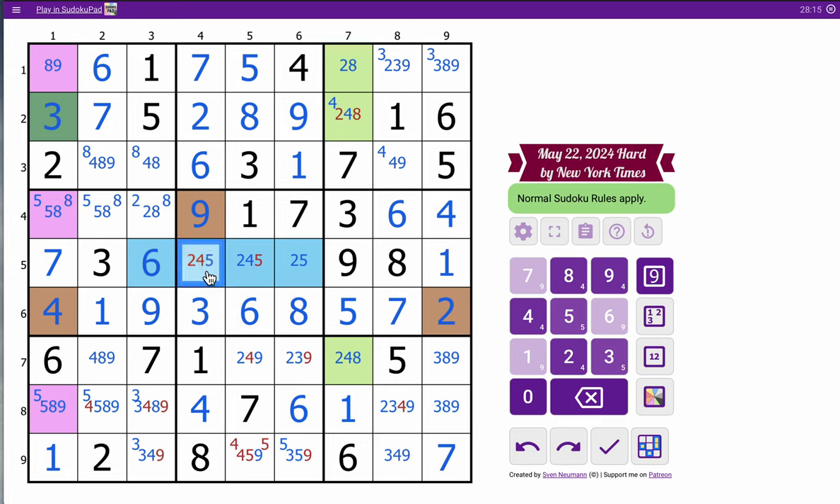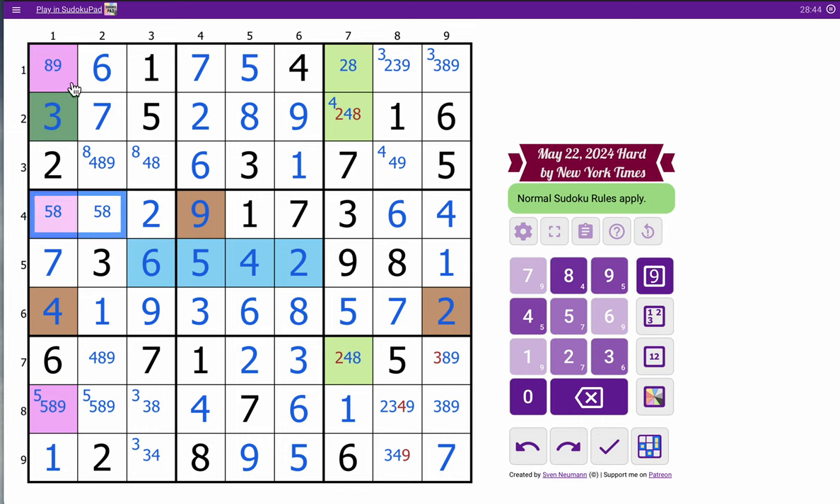This is 4. There's nothing left. That's a 5. 2, 4. That's a 3. This can't be 4 or 5. That's a 9. 2, 5. Okay, neither of those are 4. Neither of these are 9. 3, 4, 8, triple in column 3 makes that 2.